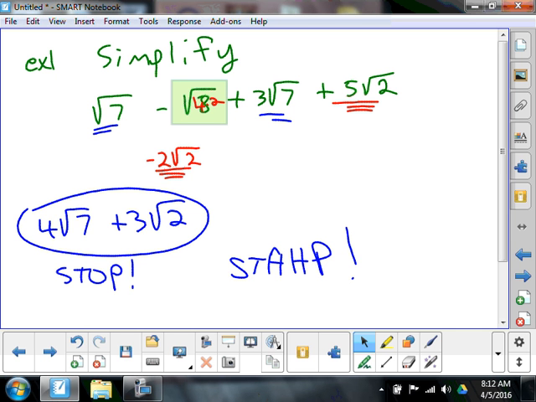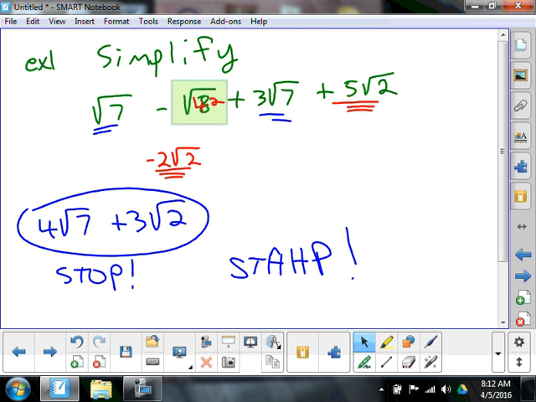It's not 7 rad 9, because 7 rad 9 would be 7 times 3, which would be 21. And 4 times the square root of 7 would be a little bigger than 4. It might be like 8. And 3 times the square root of 2 might be about 4. And 8 plus 4 is clearly not 21, is it? So the point is, we can't go any further. How do we feel?